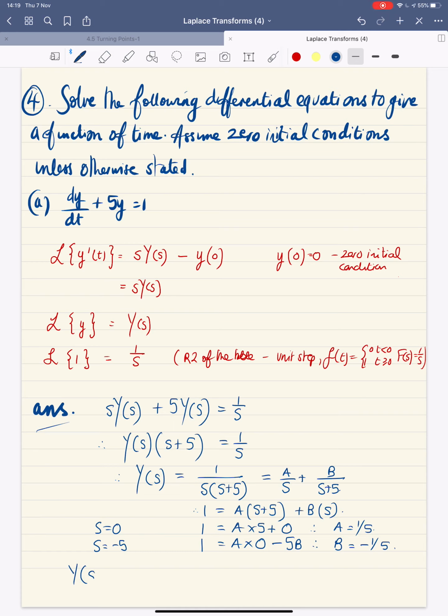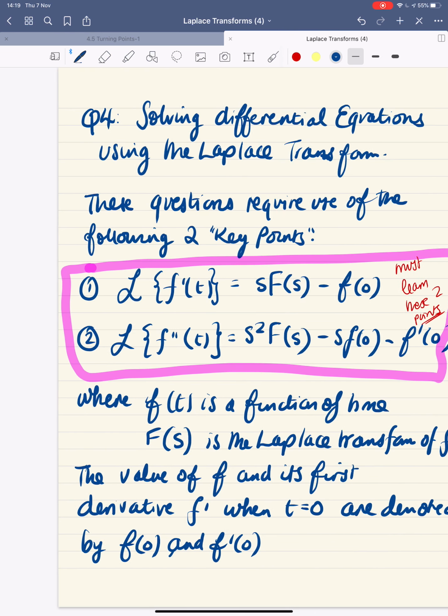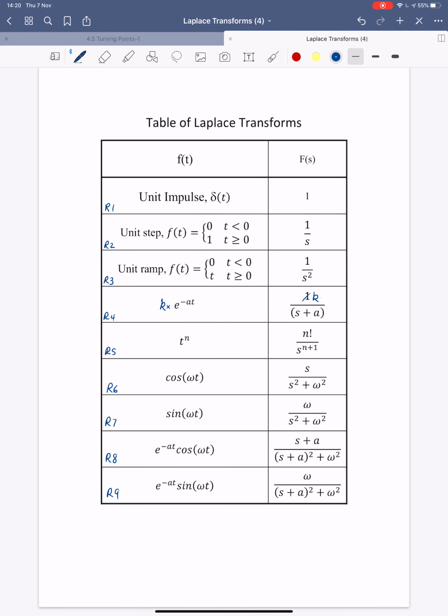So we have Y of s is, A is 1/5, so it's 1 over 5s, B is minus 1/5, minus 1 over 5 times s plus 5. If we look at our table, 1 over s.